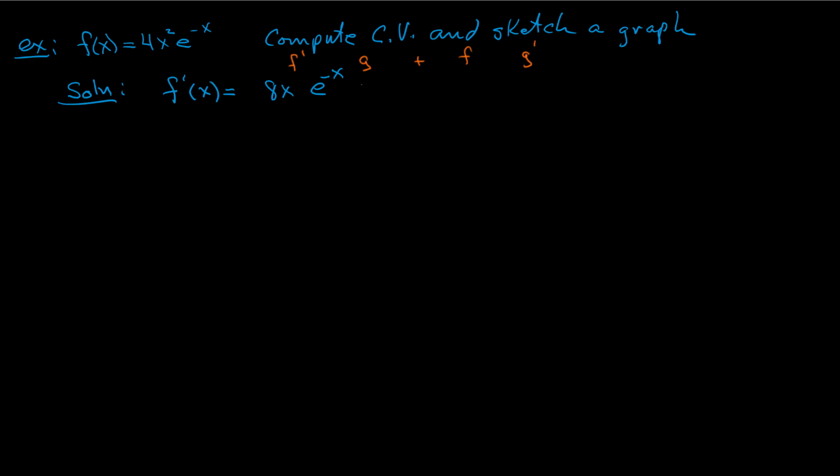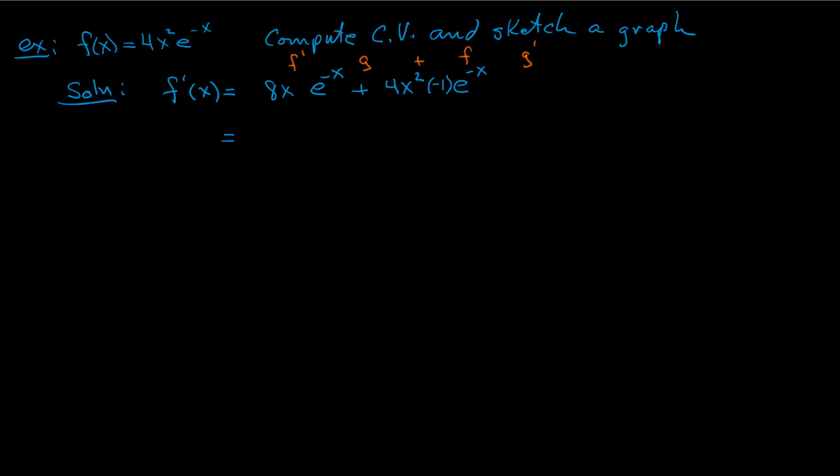Then we're going to do plus. Remember, you only use the minus with the quotient rule. Then it says f, well, that's going to be 4x squared. G prime. Okay, now for G prime, this is actually going to be a chain rule. You take the derivative of the outside function, e. Well, the derivative of e is just going to be whatever you started with. That's going to give us back our e to the negative x. And then, according to the chain rule, after you've done the derivative of the outside, you now do the derivative of the inside. The derivative of negative x is going to be a negative 1.